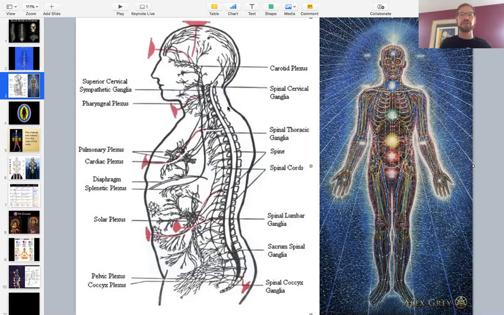Above that, we have the brachial plexus, the pharyngeal, the thyroid, the thymus plexus, and this has a lot to do with us being able to truly express ourselves. This is the portion of the nervous system that innervates our arms. This is how we engage with the world. This is how we get our unique voice out to the world.